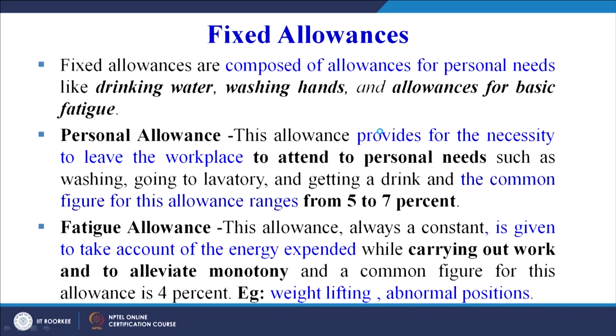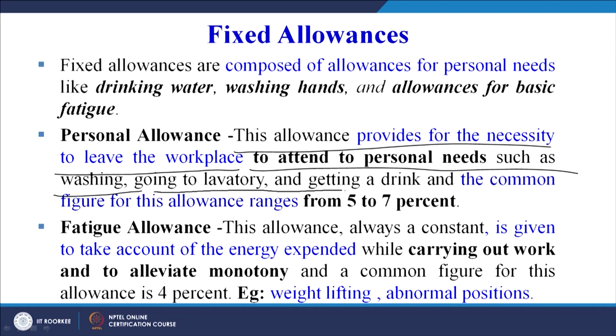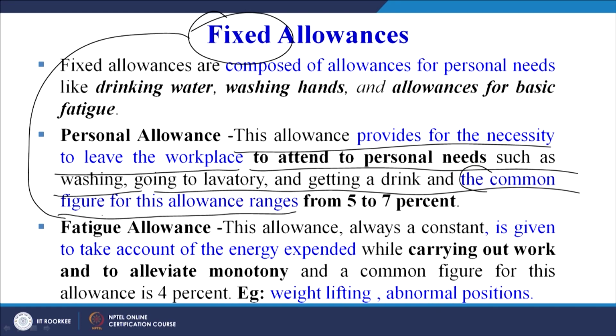The fixed allowances are composed of allowances for personal needs like drinking water, washing hands, and allowances for basic fatigue. The personal allowance provides for the necessity to leave the workplace to attend to personal needs such as washing, going to the lavatory and getting a drink. The common figure for this allowance is important because it is fixed. Usually it is from 5 to 7%.